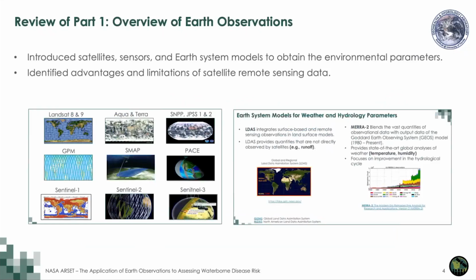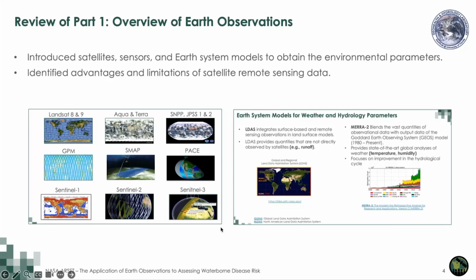Then we introduced satellites, sensors, and Earth system models to obtain the environmental parameters and identified advantages and limitations of satellite remote sensing data. So you might recall that we looked at a number of satellites and sensors flying on them and also talked about Earth system models. These satellites and models, they provide a number of environmental parameters, weather, climate, and hydrology parameters we talked about, and they can be used to infer the presence of pathogens in water.